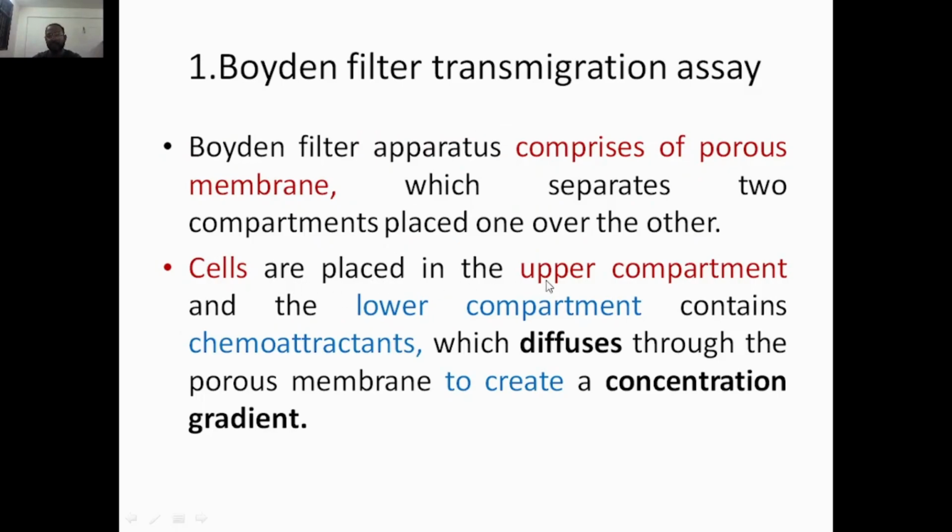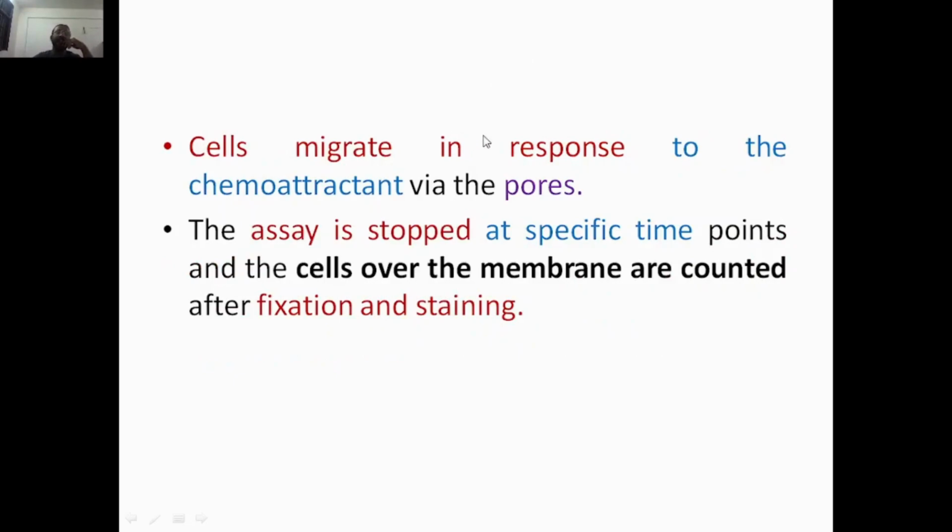Right? So cells are placed in the upper compartment, and the lower compartment contains the chemoattractants, which diffuse through the porous membrane to create a concentration gradient. Now the cells migrate in response to the chemoattractants via pores. Obviously, when we talk about a membrane, it will have pores. That's why we call it a membrane. The cells will be migrating through the membrane.